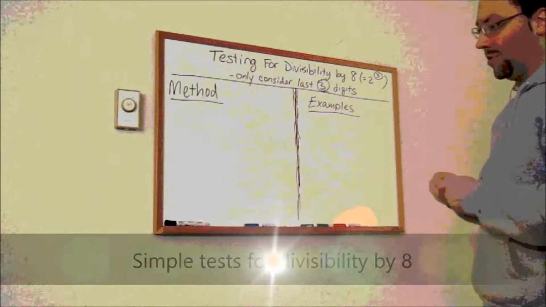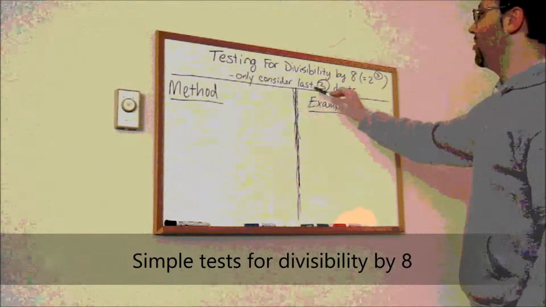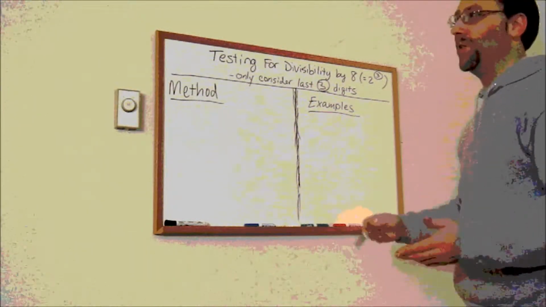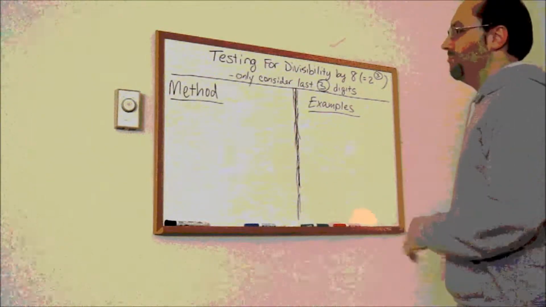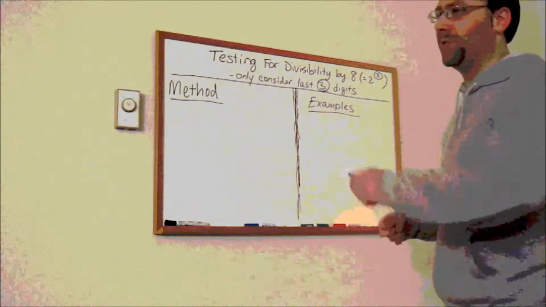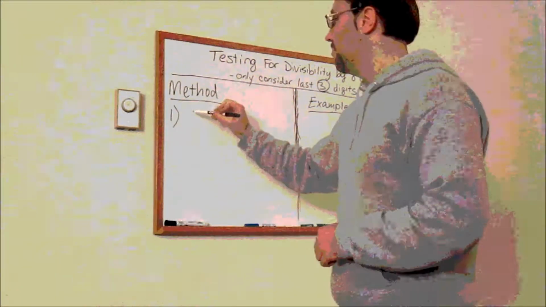Not coincidentally, 8 is 2 cubed, and you look at the last 3 digits. You only consider the last 3 digits of the number. So if it's something in the 10 billions, forget about everything else to the left of the hundreds digit. Thousands and to the left, you ignore. So you only look at the last 3 digits.